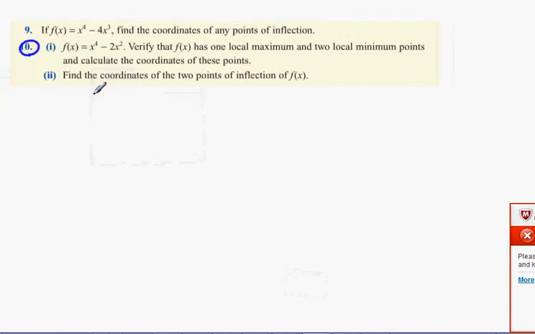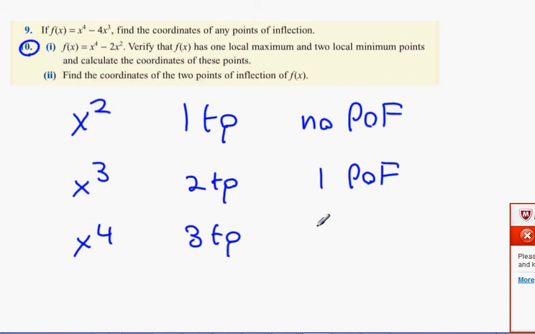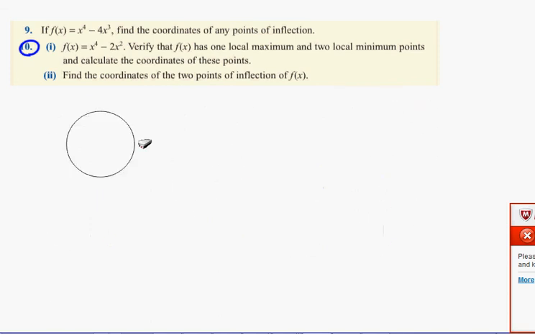harder. Okay, ready? X squareds have 1 turning point, no points of inflection. X cubes have 2 turning points and 1 point of inflection. X4 has 3 turning points and 2 points of inflection. Now let me explain what's going on here now with 10 part 1.